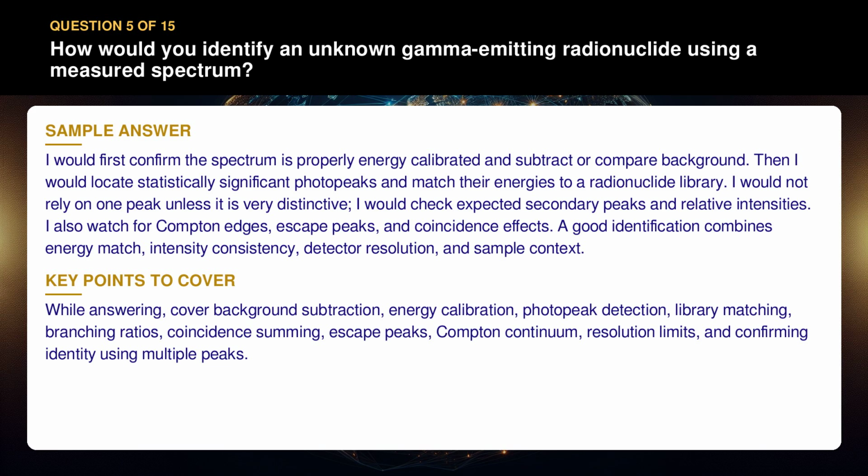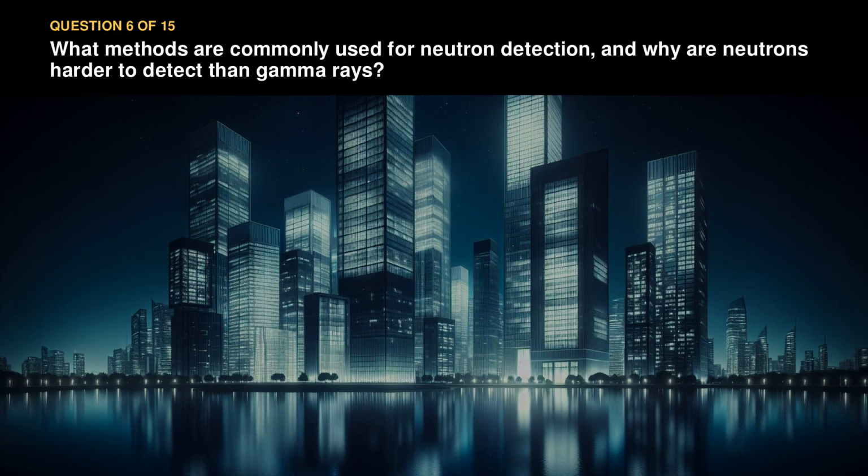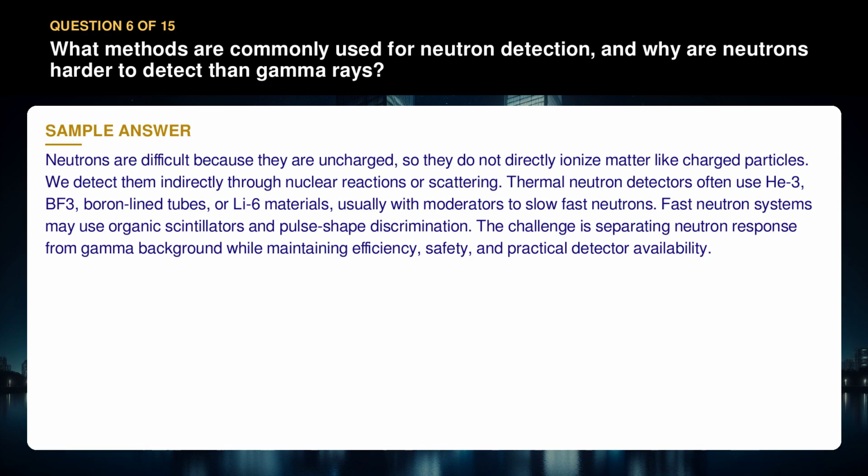peaks. Question 6. What methods are commonly used for neutron detection, and why are neutrons harder to detect than gamma rays? Neutrons are difficult because they are uncharged, so they do not directly ionize matter like charged particles. We detect them indirectly through nuclear reactions or scattering.